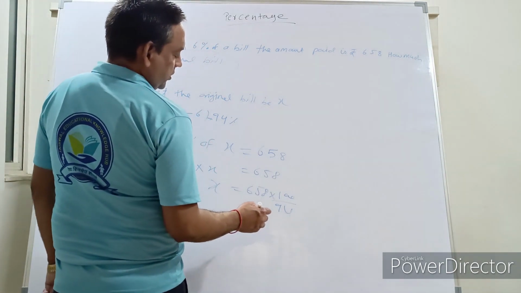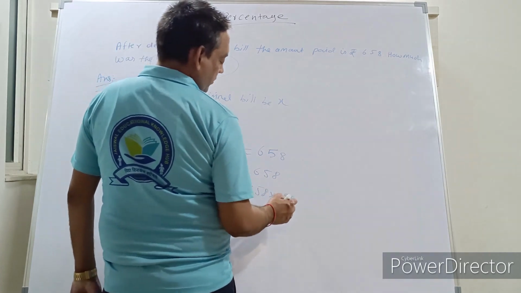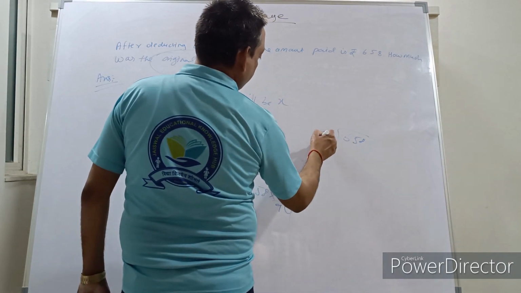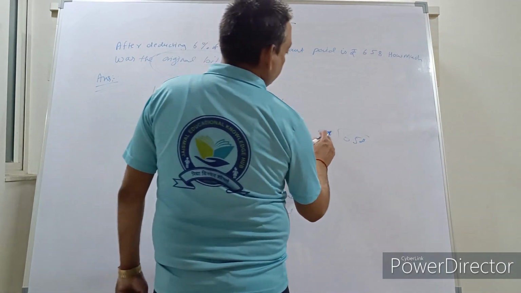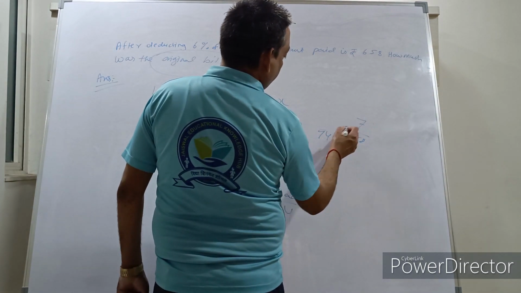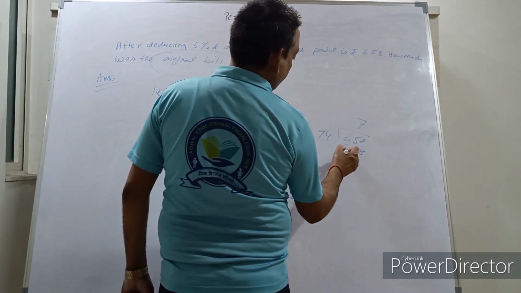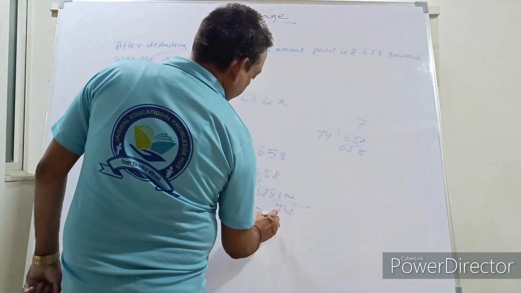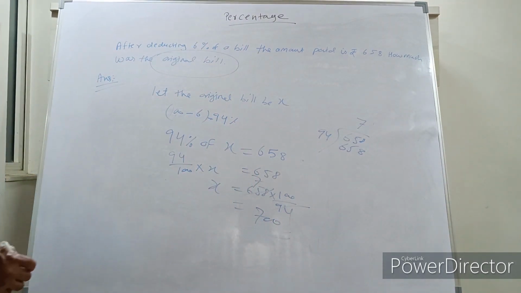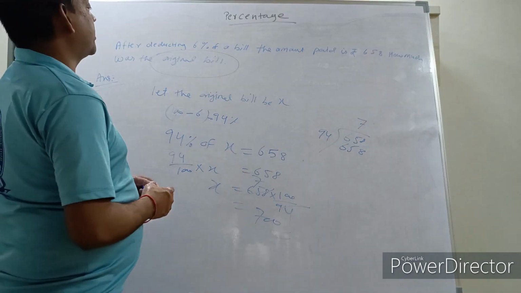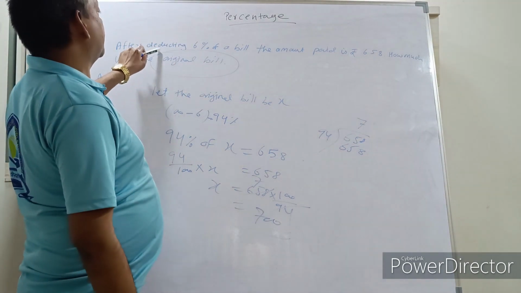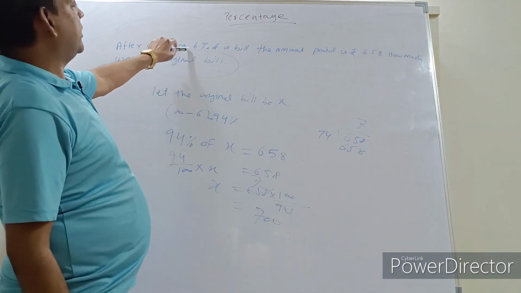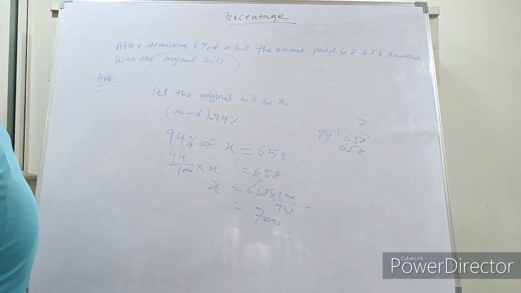Now we'll go directly. 658 divided by 94. 9 sevens are 63, 65, yes it's going. So directly 7, and 7 into 100 gives you 700. So the original bill is 700. Whatever they gave here, if it is deducting, that is a decrease, you have to do minus, and if it is an increase, you have to do plus. Okay, the sum is very simple.